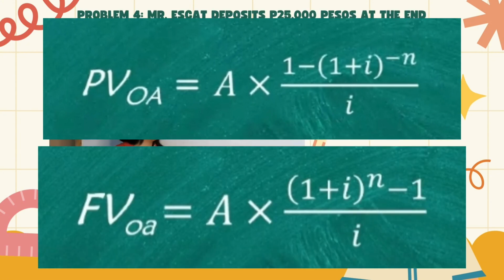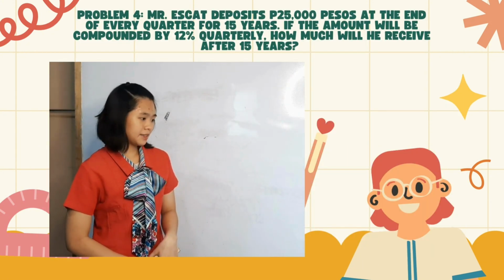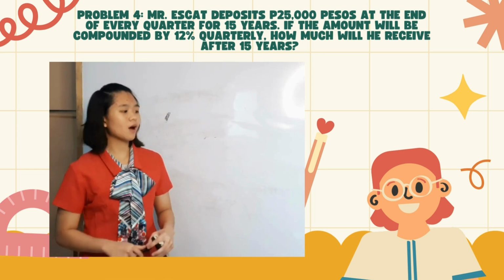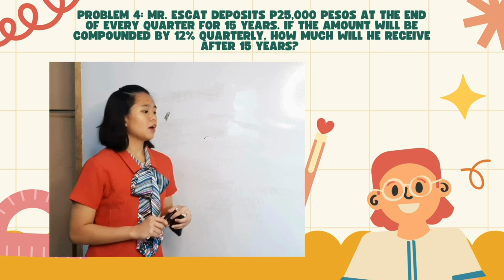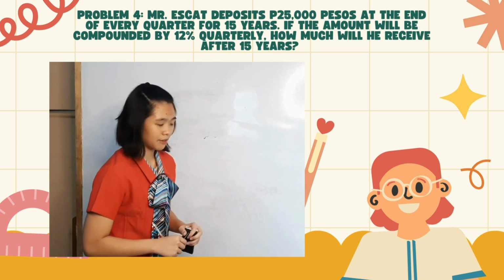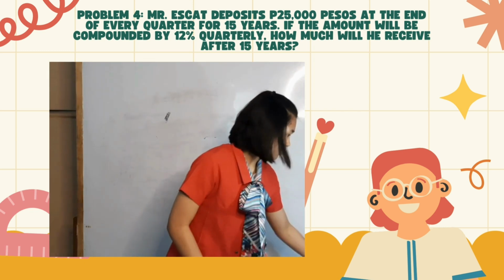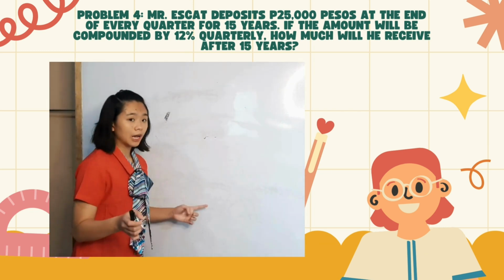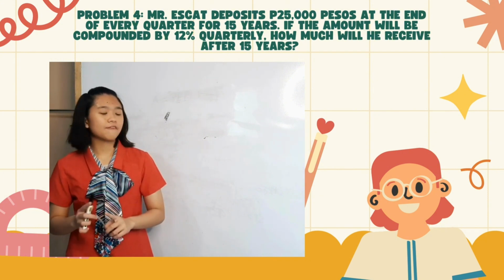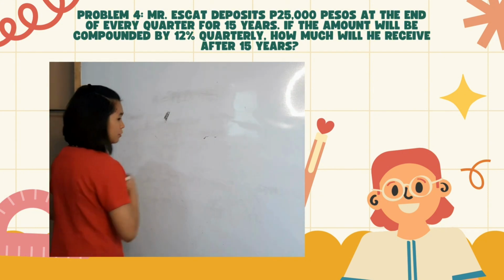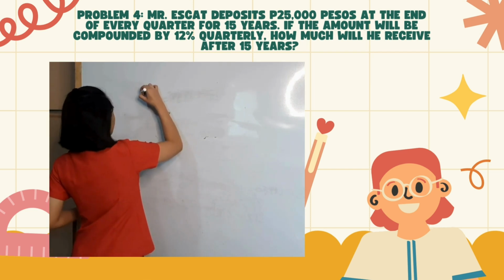Problem number 4. Mr. Escat deposits 25,000 pesos at the end of every quarter for 15 years. If the amount will be compounded by 12% quarterly, how much will he receive after 15 years? It says here, at the end of each quarter and how much will he receive after 15 years. So it talks about the future value and we will be using this formula.